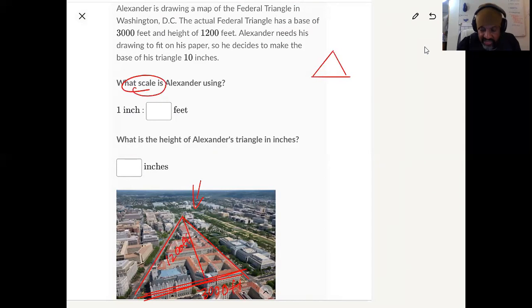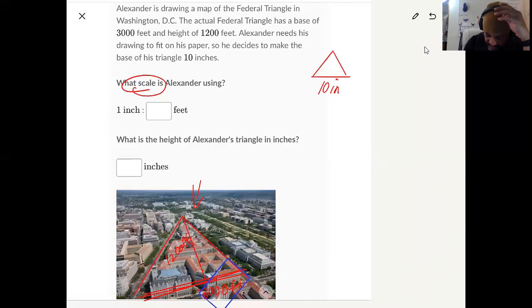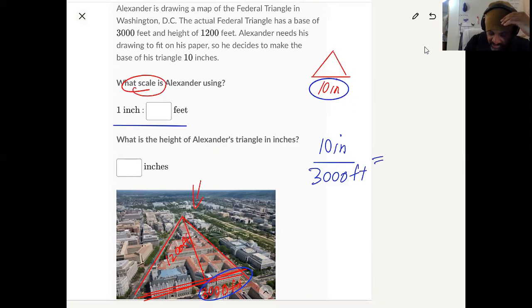All right. So now what Alexander did is he drew a triangle and he said the base is going to represent 10 inches. So now what we're going to use is this base and this base go together. So we're going to go 10 inches over 3,000 feet equals 1 inch, inches go on top, to X. That's what we're trying to solve. The box is what we're trying to solve.